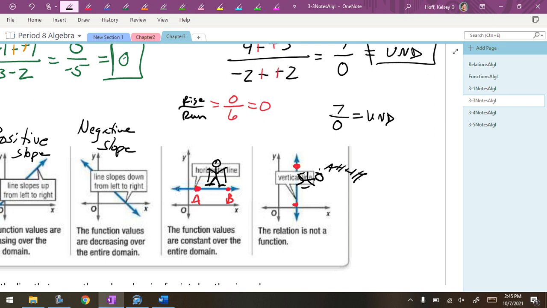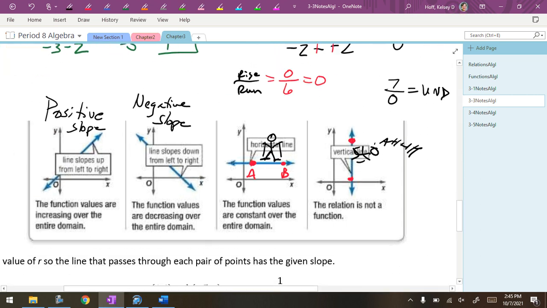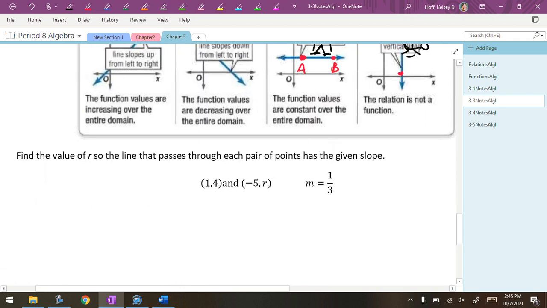That's a really great question. Okay? So those are the 4 different types of slopes you could have. You've calculated slope a gazillion times. Agreed? Okay. One little twist today.